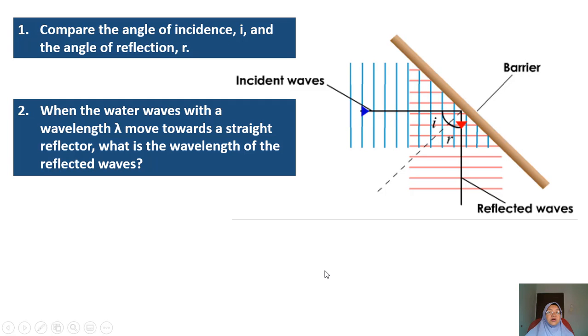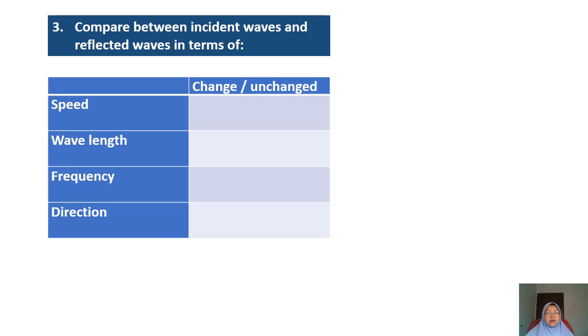Now compare the angle of incidence I and R. So we have I equals R. The water wave with a wavelength lambda moves towards a straight reflector. What is the wavelength of the reflected wave? They should be equal. So lambda 1 equals lambda 2 equals lambda.